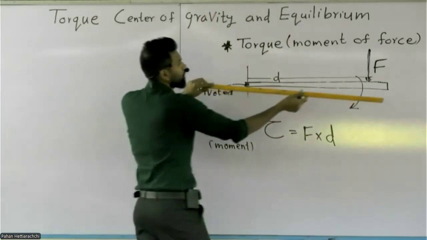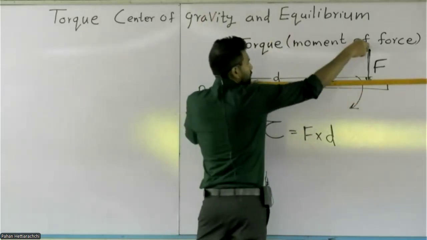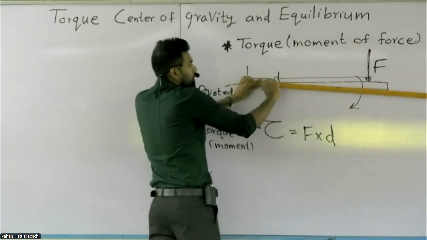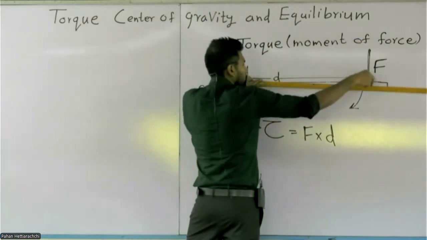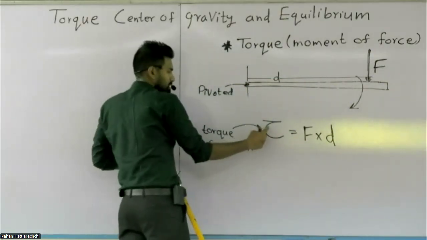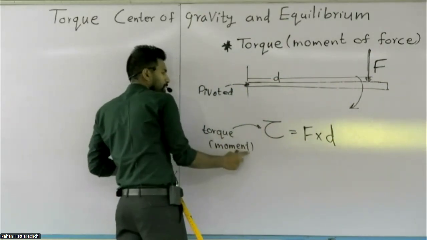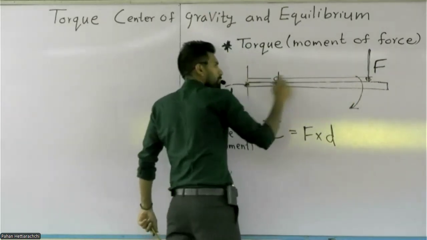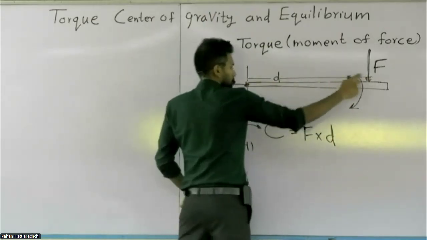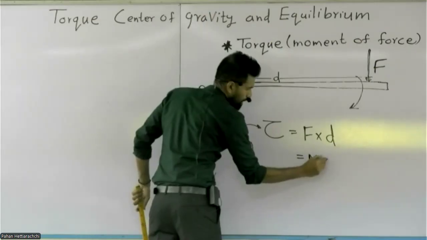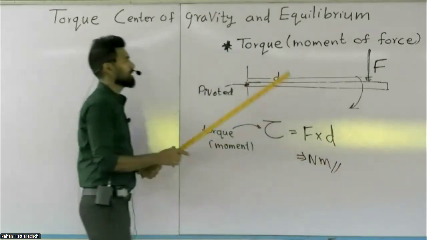When an object is pivoted from a certain point and you apply a force, say this meter ruler is the object pivoted from this end, when you apply the force it will rotate like this. This rotation in physics is denoted by torque or the moment of force. It's given by force into the perpendicular distance from the pivoted point. Okay, what will be the SI unit? Newton meter.